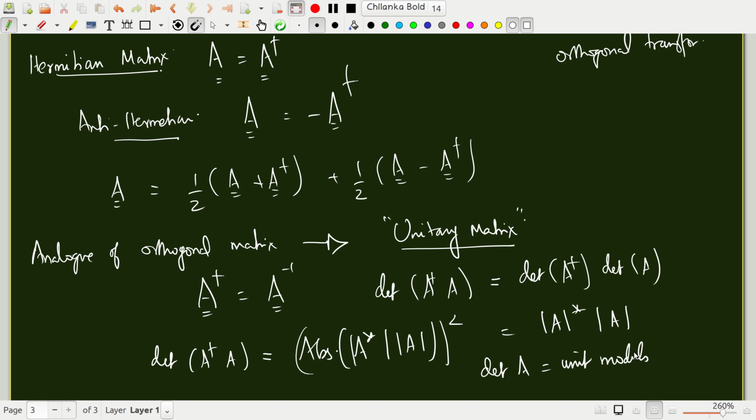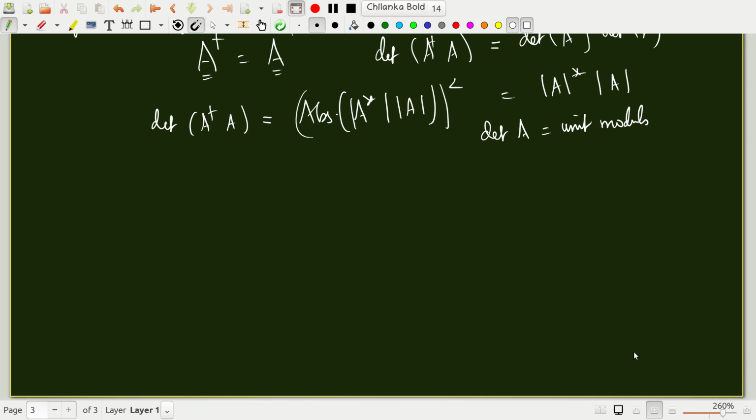If the matrix is unitary, then its determinant has unit modulus, whereas in the case of real valued matrices, it's either plus or minus 1. Here there is also the phase of the complex number. Therefore we only say it has unit modulus. You don't say it has plus or minus 1. It can have an angle as well.